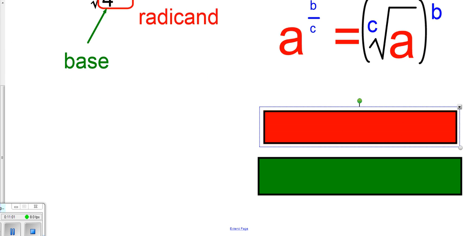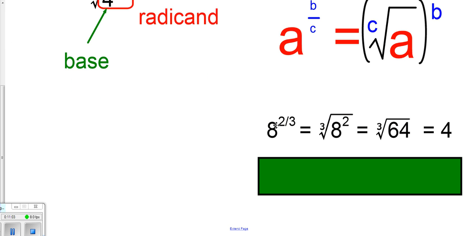So I'm going to show you an example of what I mean here. 8 to the 2/3 power means that I can do 8 squared and then find the cubic root of it. Well, 8 squared is 64, and the cubic root of 64 means what times itself times itself equals 64? Well, that'd be 4. 4 times 4 times 4 is 64. So that was one way to look at it.